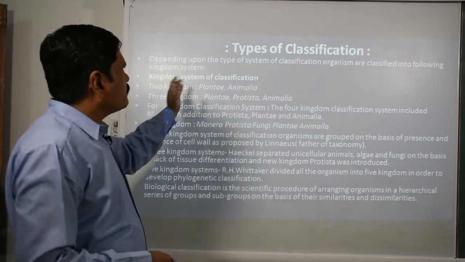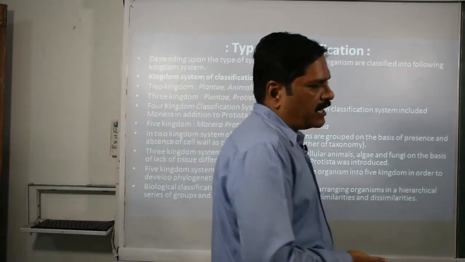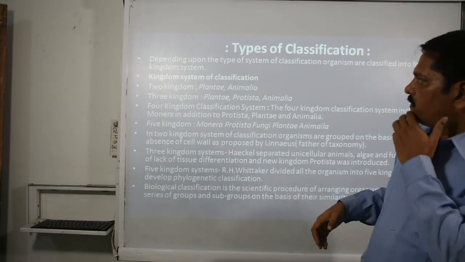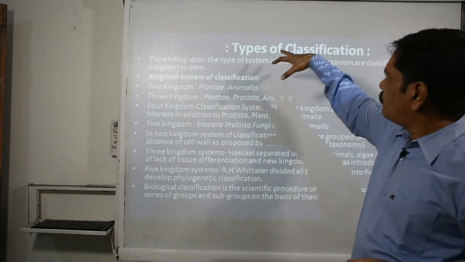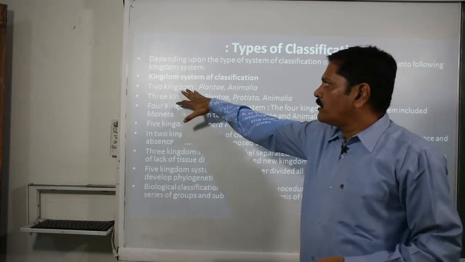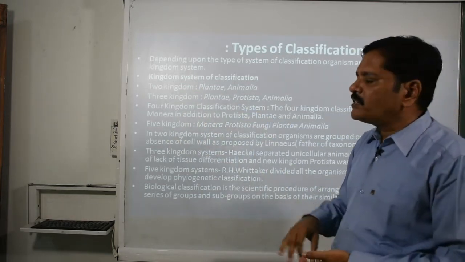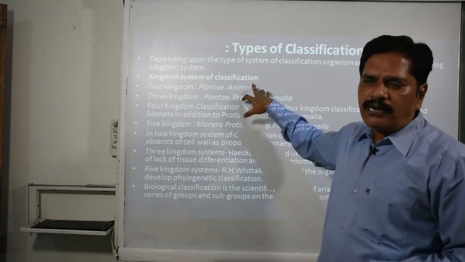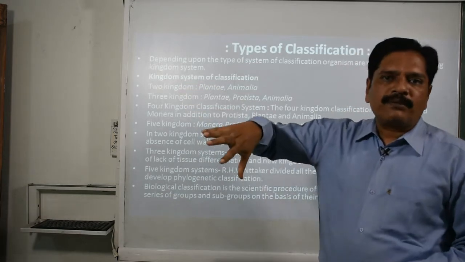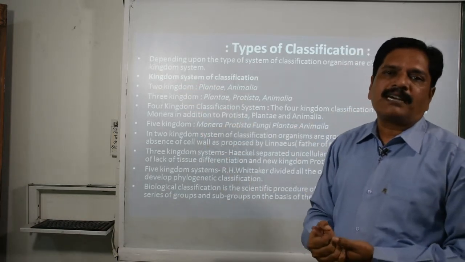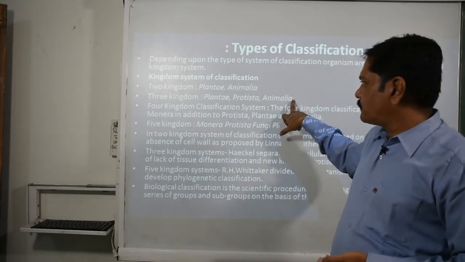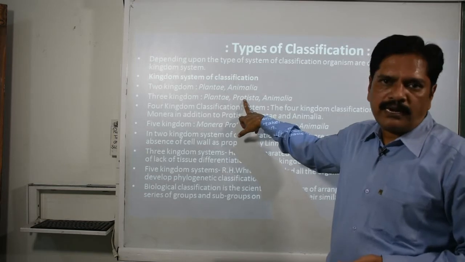Okay, now here we are going to discuss the types of classification. So first of all, just take a look at this type of classification. Here we can see that depending upon the system of classification, we have different systems. One, there is a two kingdom classification in which the whole organism were divided into plants and animals. Okay, then to rectify the problems of this, a new system was adopted, that is the three kingdom classification. In this one, Plantae and Animalia are separated with a third group, that is the Protista.